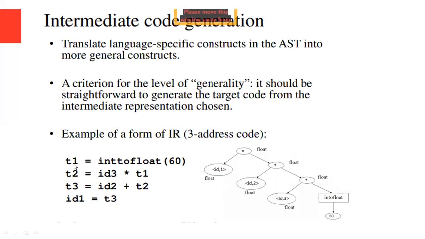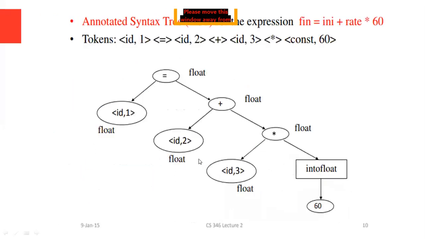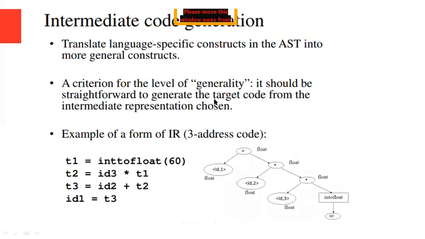So that is assigned to T1, and T2 is equal to ID3 into T1. What is the value? Sorry, rate into T1. Okay, so here ID3 is rate into T1. This multiplication's total value is assigned to T2, and T3 is equal to ID2 plus T2. Here ID2 is initial plus T2. T2 is the total value of ID3 into T1, and this total T3 is assigned to ID1.